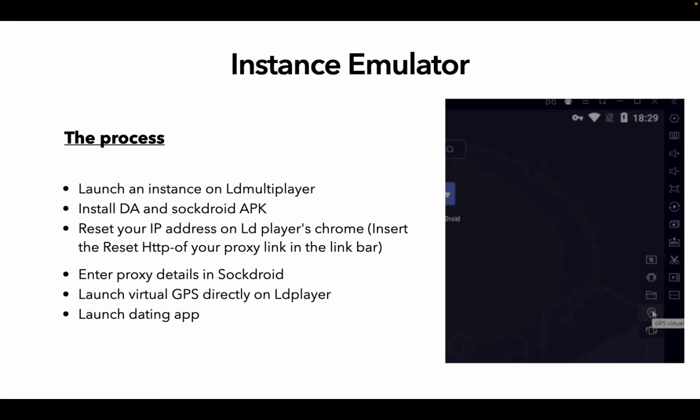Then you'll need to launch the virtual GPS directly on LD Player. I've put the image here, so it's on the side of LD Player. You have several functions, including the virtual GPS, which you can configure. So make sure you have the same latitude and longitude between the proxy's IP address and the virtual GPS you want to set. You really do need to be at or near the same location. Then you can launch the application in the account to set up the account and start using it.